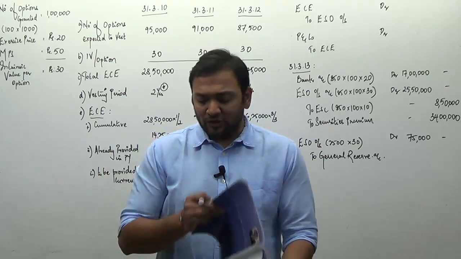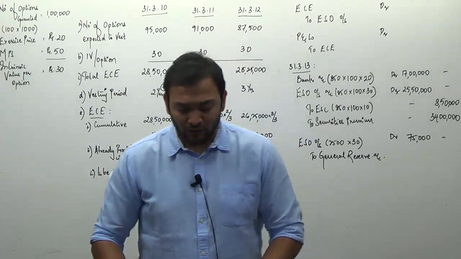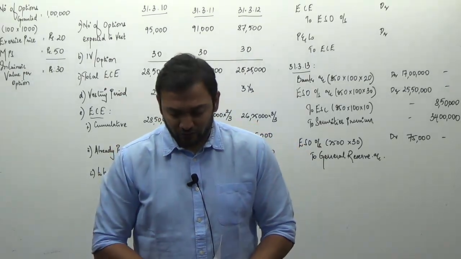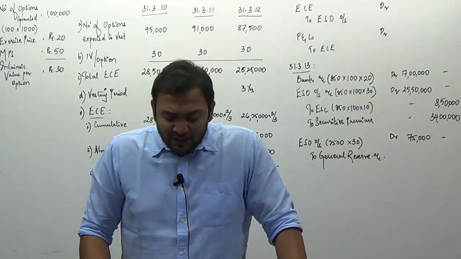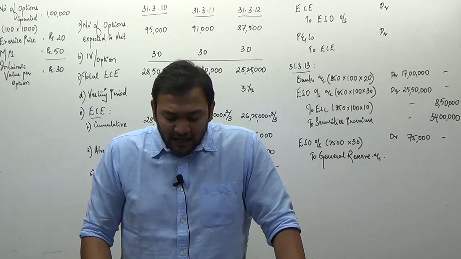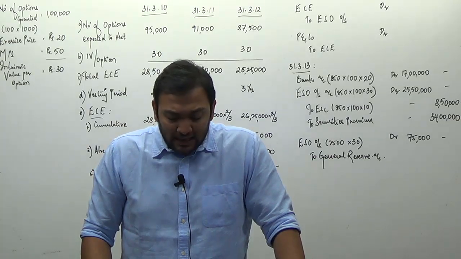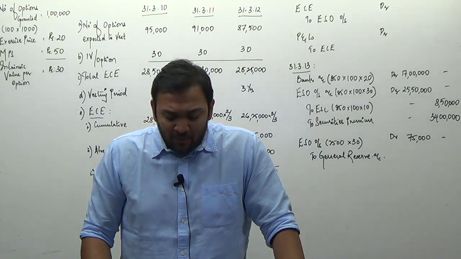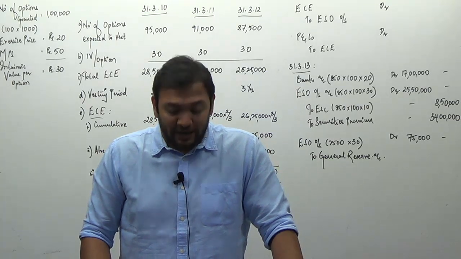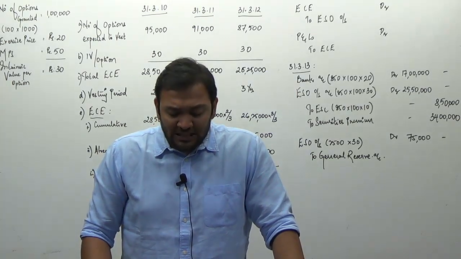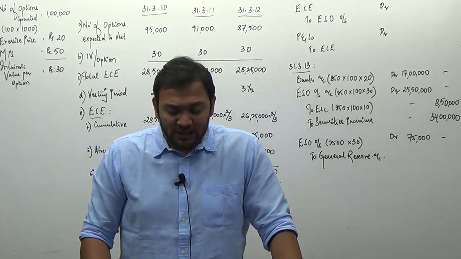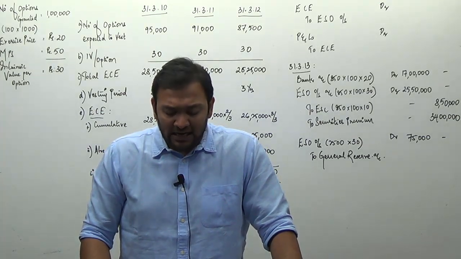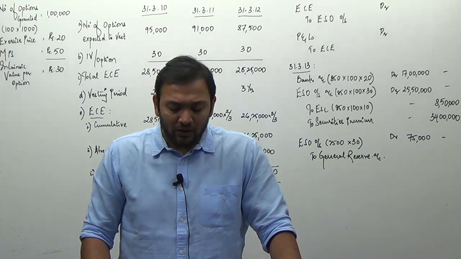Yes guys, read question number 3. The following particulars in respect of stock options granted by the company are available. The grant date is 1st April 2008. Number of employees covered are 50. Number of options granted per employee are 1000. Fair value of options per share on the grant date is 9.